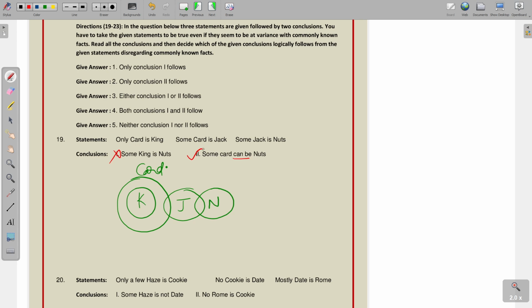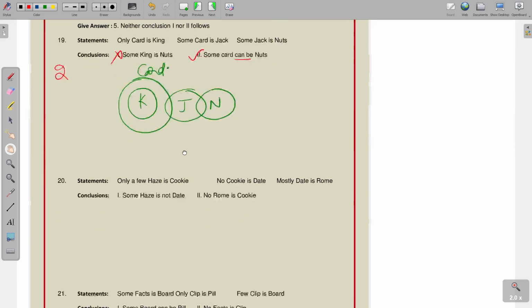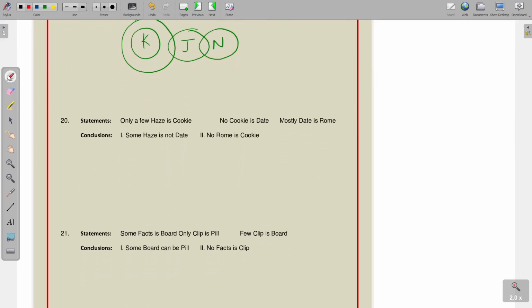Definitely conclusion 2 follows. Only 2 is the answer. And next question. Only a few haze is cookie. So haze here and cookie here. Only a few haze is cookie.